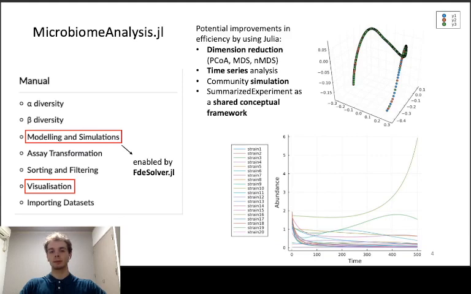As a side note, simulations were enabled by another package that was developed by our team called FDSolver.jl, which is meant to generate and solve systems of fractional differential equations. It was used in MicrobiomeAnalysis.jl in order to simulate complex microbial communities, as you can see in the plots on the right. This package has its own lightning talk at JuliaCon 2022. So if you're interested, you can go and check it out.